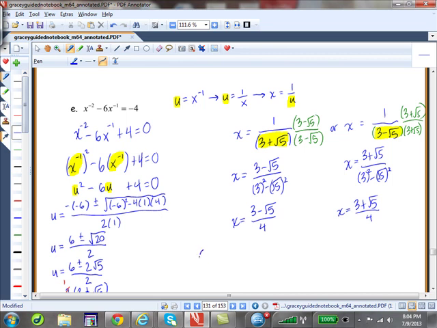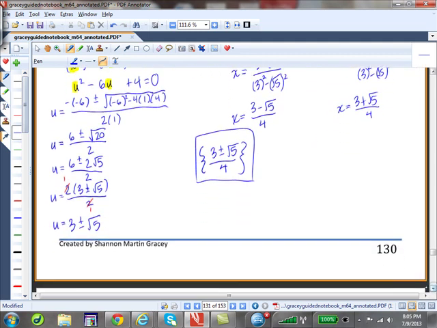So our result, we can write as plus or minus. We get 3 plus or minus root 5 over 4. And there you have it. I think we are done for today.